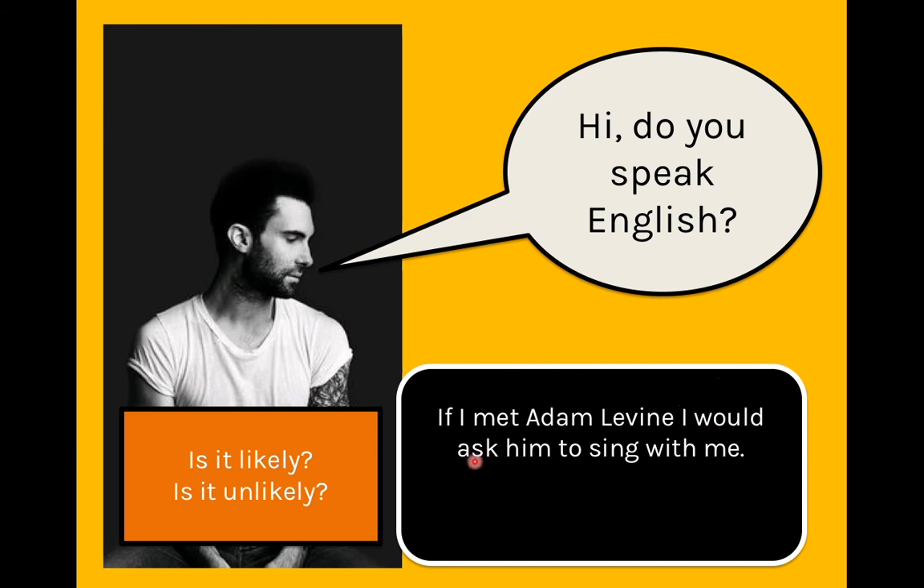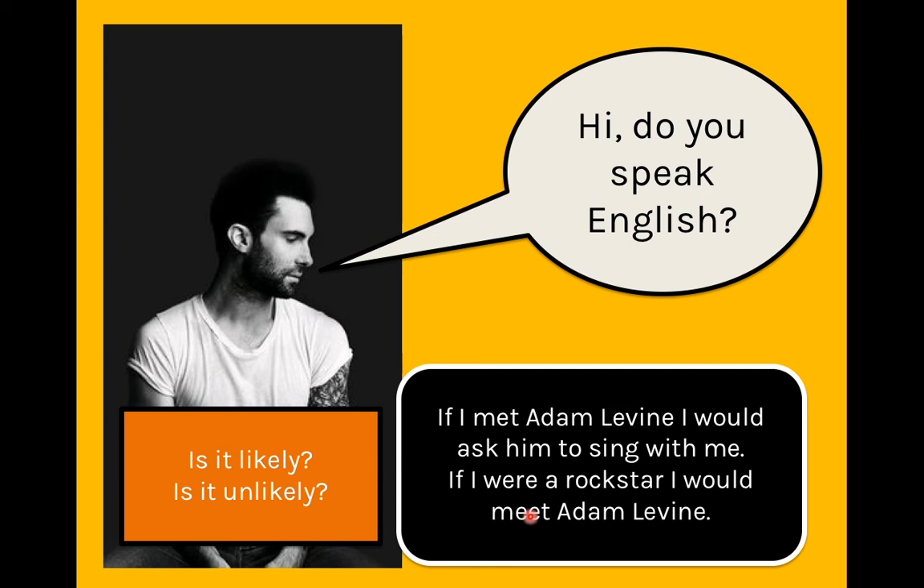Now, let's see a sentence in which meeting Adam Levine is the result. If I were a rock star, I would meet Adam Levine. But we've talked about it before. Becoming a rock star is very difficult. Becoming a rock star is almost impossible. Not everybody who has a band or plays an instrument becomes a rock star. So this is unlikely. And because it's unlikely, we use the condition in past simple. And the result, we use would plus the verb in infinitive.